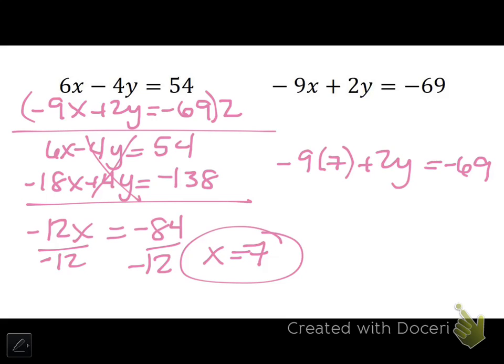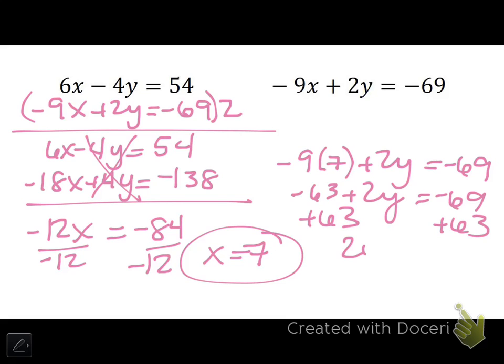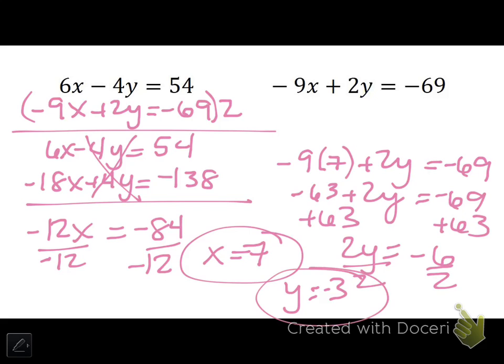Remember, it always has to be a point if you find one of them. Negative 9 times 7. Okay, so negative 9 times 7 is negative 63. Add 63 to both sides. 2y is equal to negative 6. Divide by 2. Y should equal negative 3.